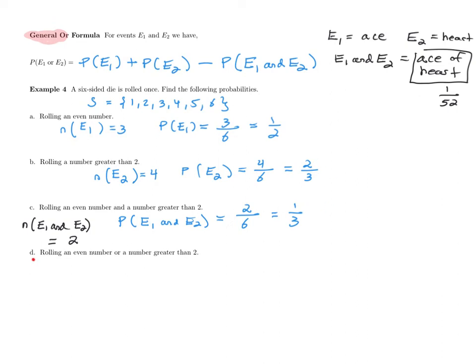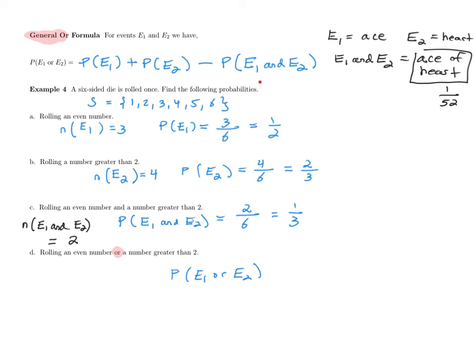For part D, we have rolling an even number or a number greater than 2. Here we have this "or," meaning we have to use one of the formulas that we developed. So for this one, I'm looking for the probability of E1 or E2. Are these events E1 and E2 mutually exclusive? No. They have stuff in common. An even number is 2, 4, or 6. Greater than 2 is 3, 4, 5, or 6. There's stuff in E1 and E2 that are common. These are not mutually exclusive.